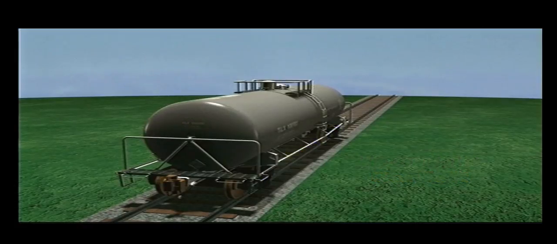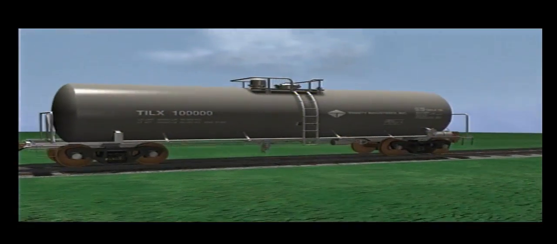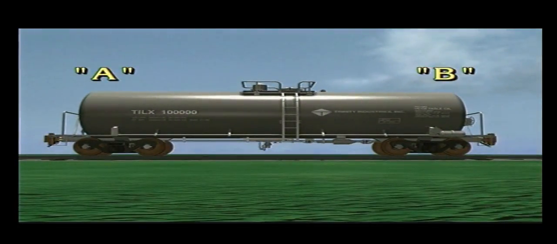To locate components such as wheels, axles, bearings, and other parts, we use a numbering system. This system starts at the B end with the first axle assembly and progresses to the A end with axle assemblies 2, 3, and 4.